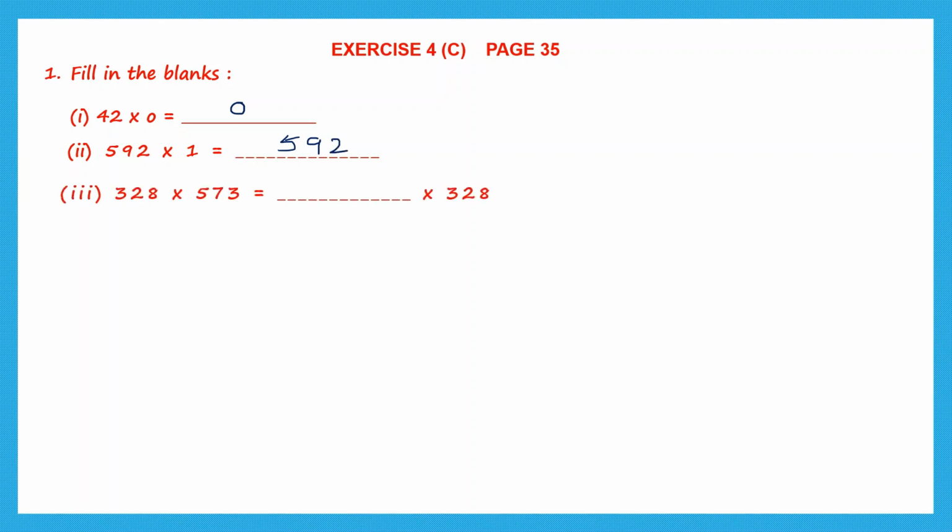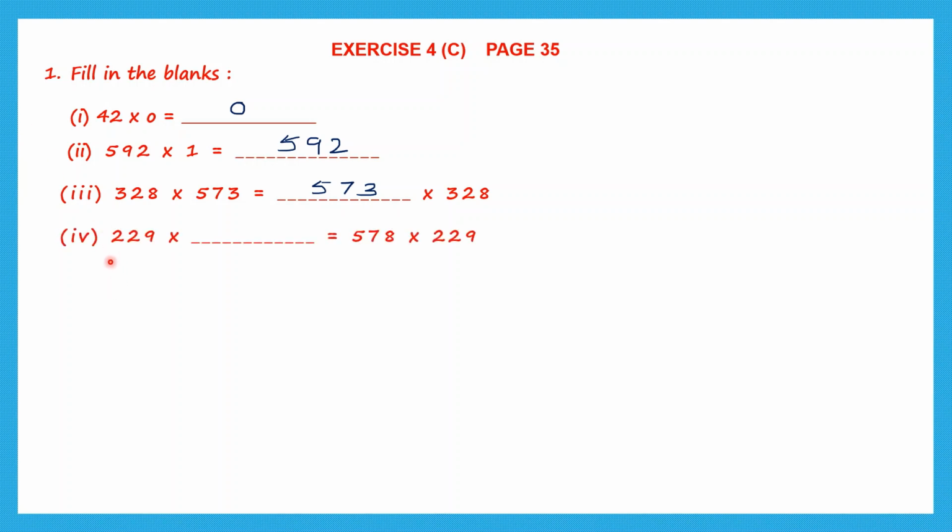328 into 573 is given on the left hand side, and on the right hand side we have only 328. So what is missing here is 573. Now this is the commutative property where the order has been changed. Here 328 is written first, here it's written second. So 573 will come in this place. So let's write that: 573.